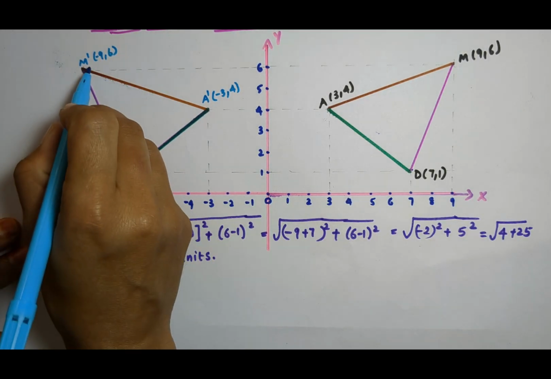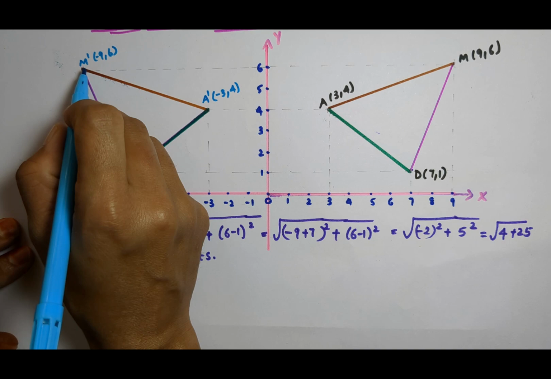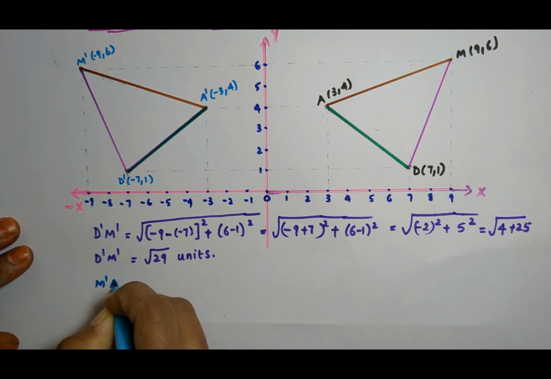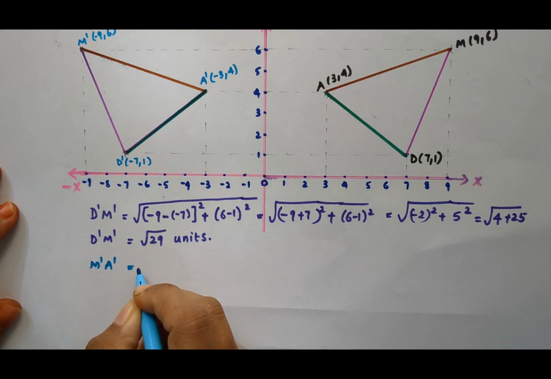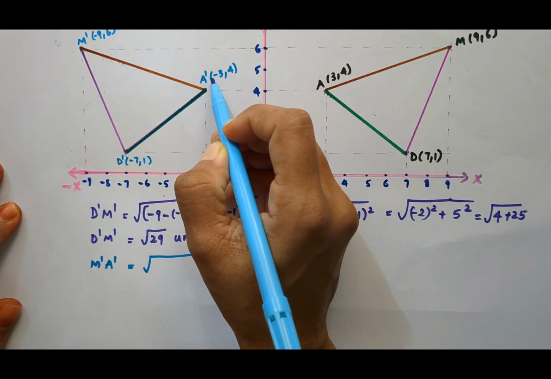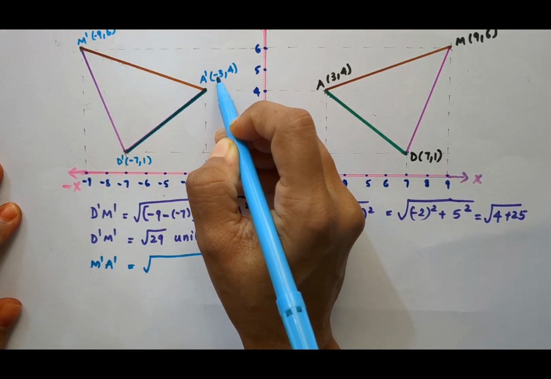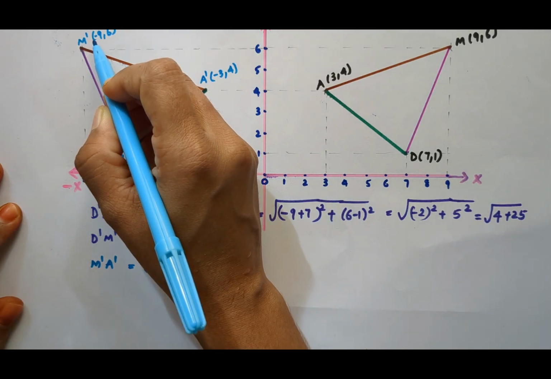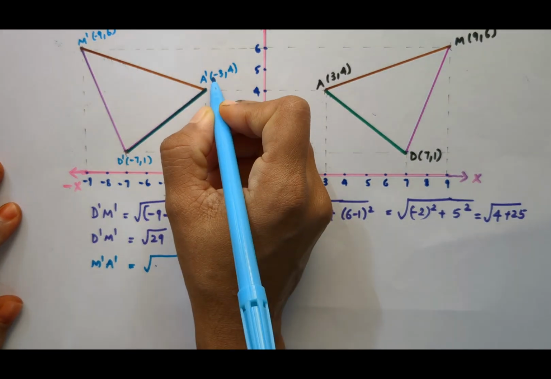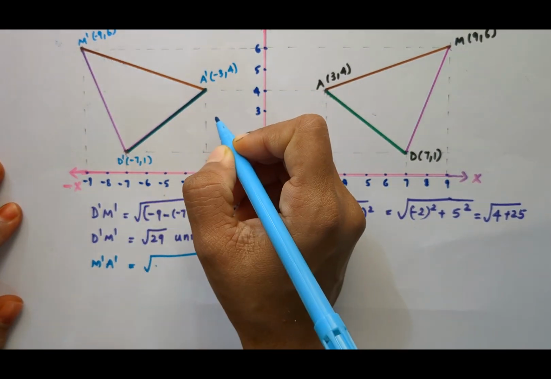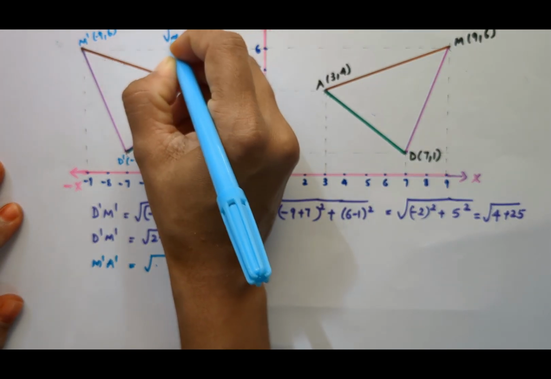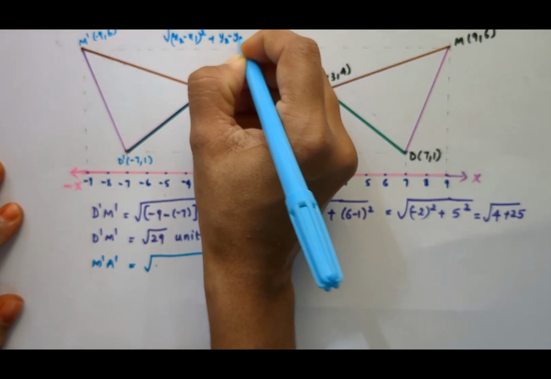Similarly, if we find out the length of this side, that is M dash A dash, we can write M dash A dash equals, so this is equal to square root of... see, x component of A dash is minus 3, x component of M dash is minus 9, so minus 3. When we apply this Bodayana-Pythagoras theorem, the equation is square root of x2 minus x1 the whole square plus y2 minus y1 the whole square.